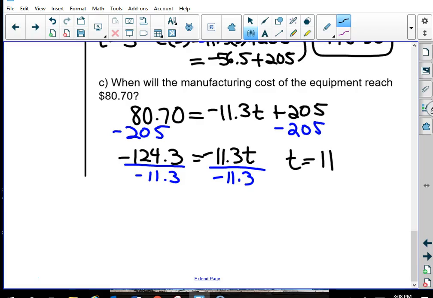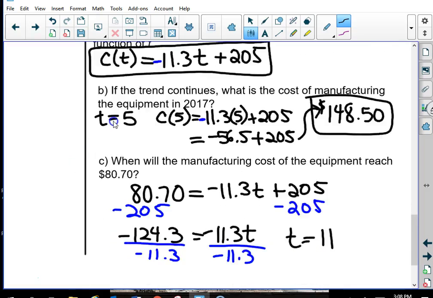And what year did we start counting in? I think 2012 plus 11.